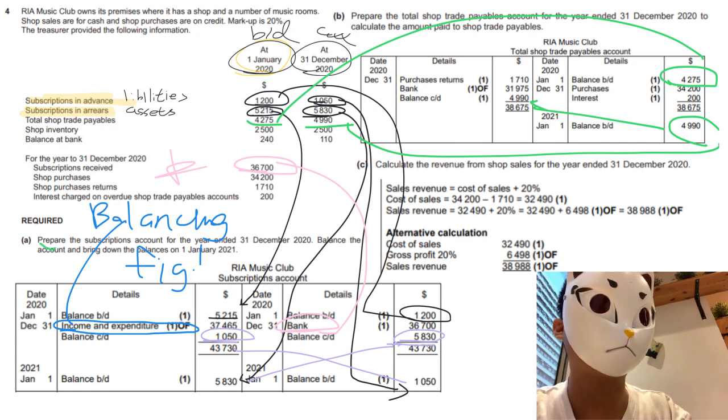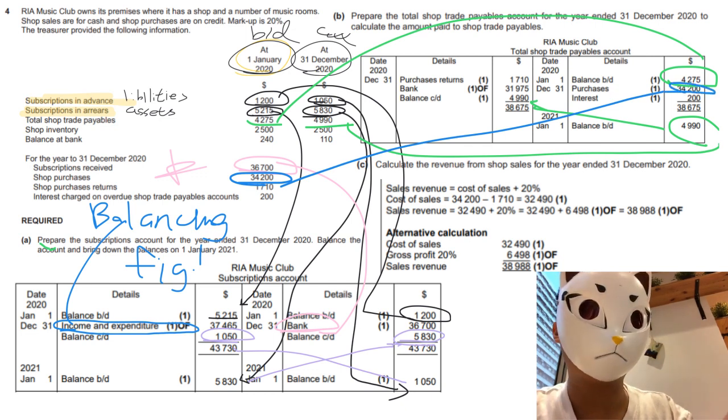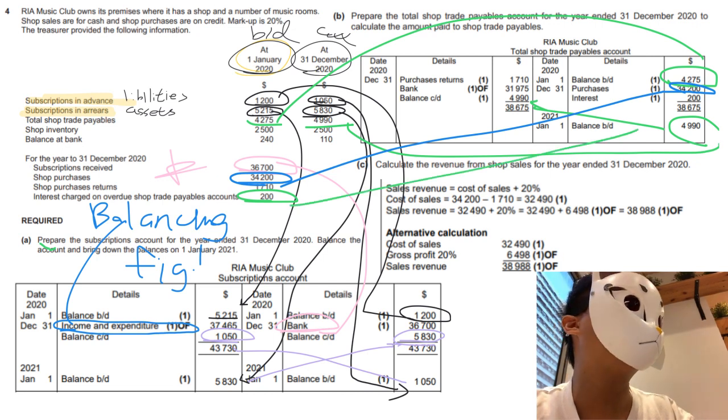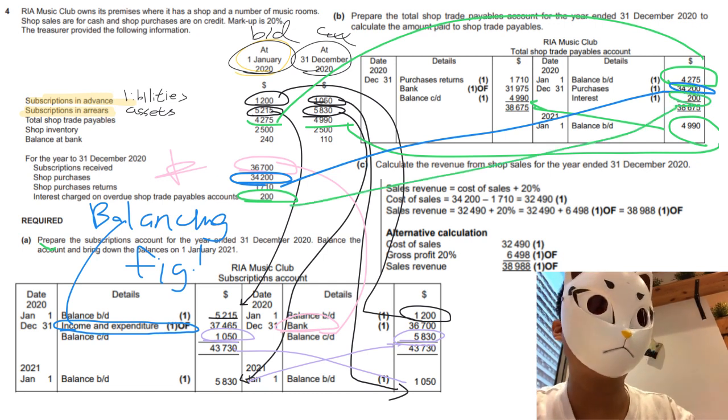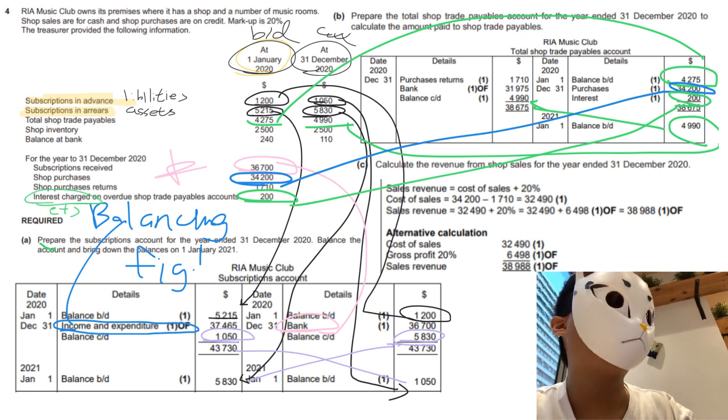We have the purchases, 34200. So we'll put it here. 34200 we'll put here. And then the interest charged. Interest charged, we'll put it here. Charge, that means charge, right? Charge. So of course it's a kind of revenue.